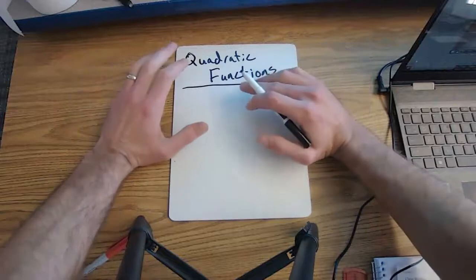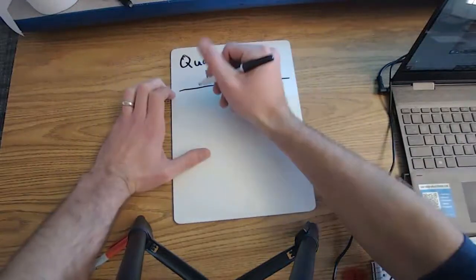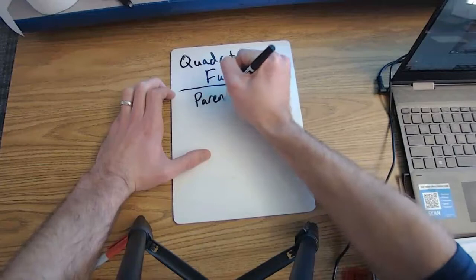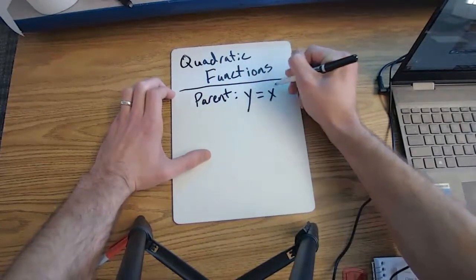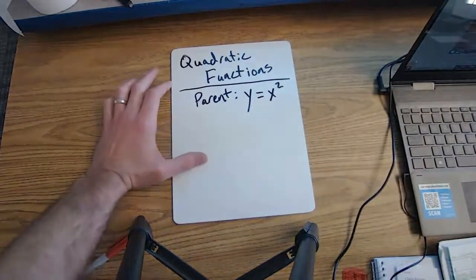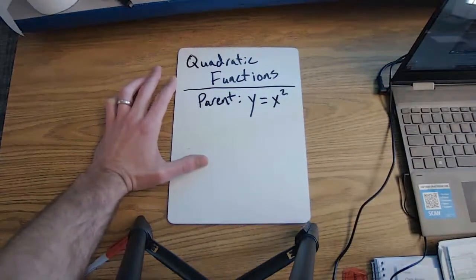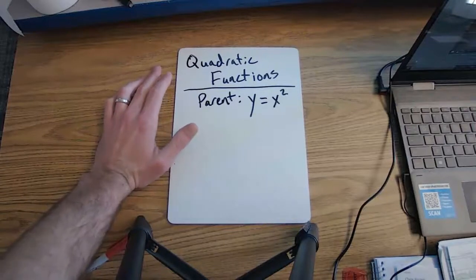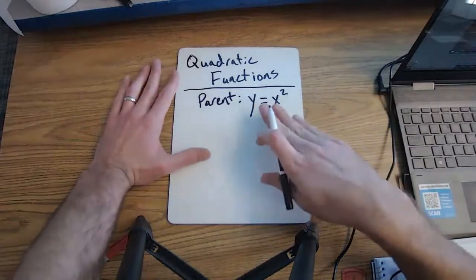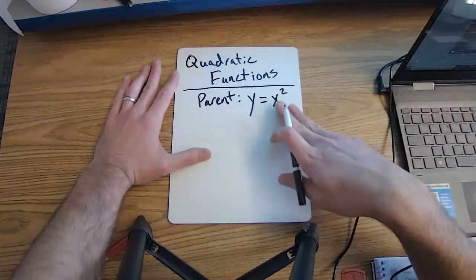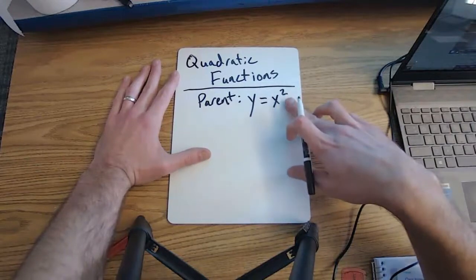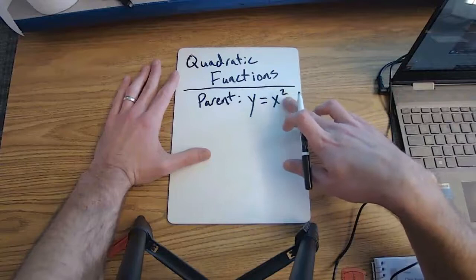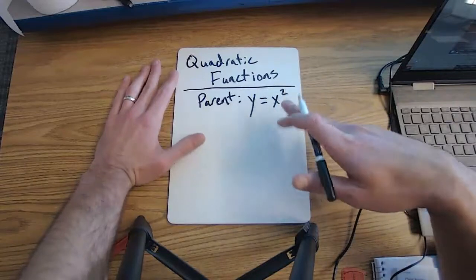Okay, so a quadratic function, let's first take a look at the parent function. Okay, parent function is simply y equals x squared. This is the one that you guys analyzed in the warm-up either yesterday or Wednesday. Okay, this x squared is what makes it a quadratic. Okay, if x to the power of 2 is the largest exponent there, then you have a quadratic function.